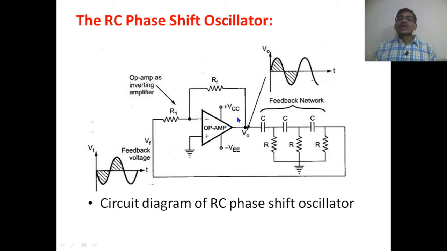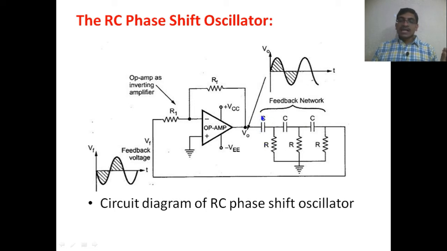As it is providing 180 degrees phase shift, the remaining 180 degrees should be provided by the feedback network in order to satisfy the Barkhausen condition, that the total phase shift equals 360 degrees. So 180 was already provided by the amplifier section, and the remaining 180 will be provided by the feedback section. Here we have three RC sections, and these R and C values have been selected so that each RC network gives 60 degrees of phase shift.